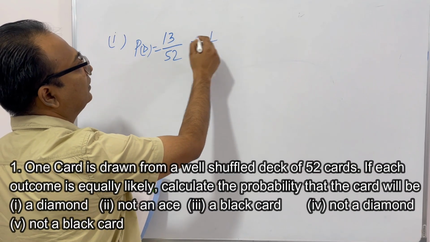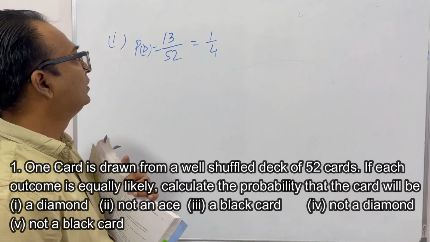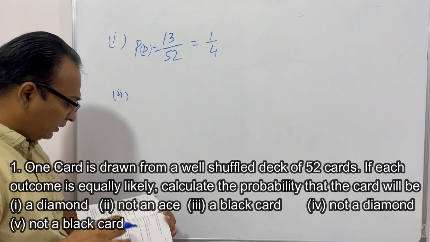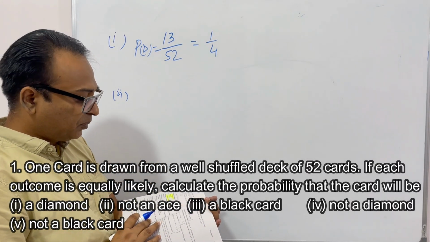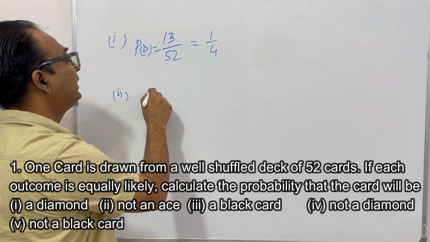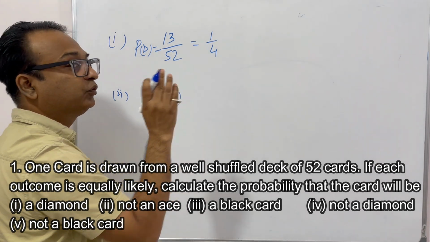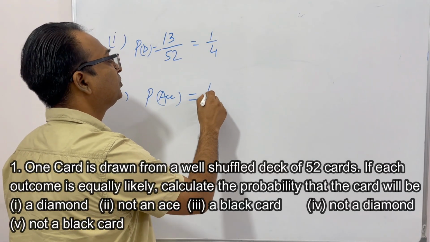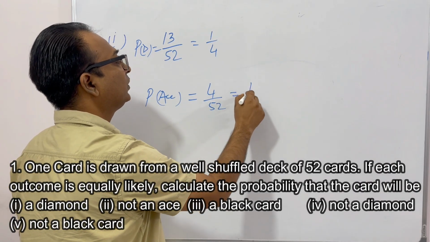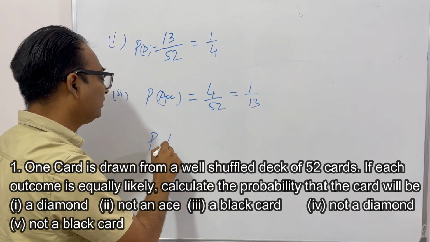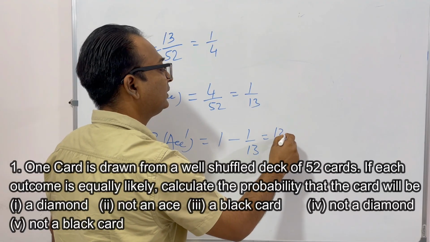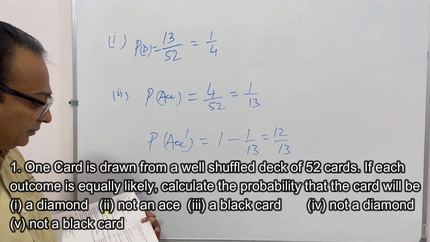This is 1 by 4. Okay. Second, it says what is the probability that the card will not be an ace. See, the probability of getting an ace: we have 4 aces. So the probability of getting an ace is 4 by 52, that is 1 by 13. So the probability of not getting an ace is 1 minus 1 by 13, that is 12 by 13. This is the required probability.